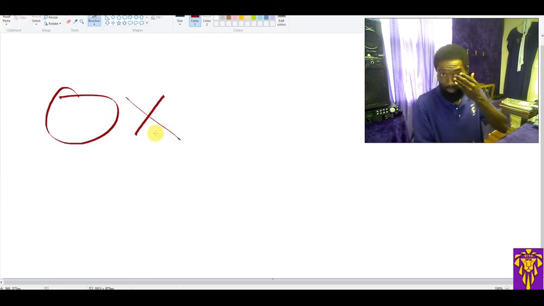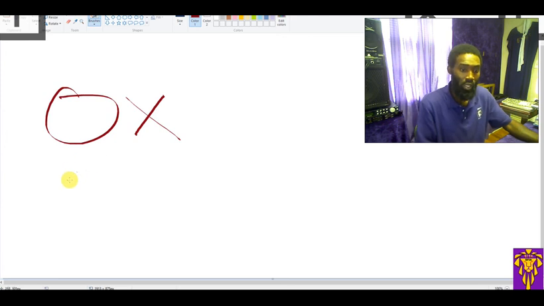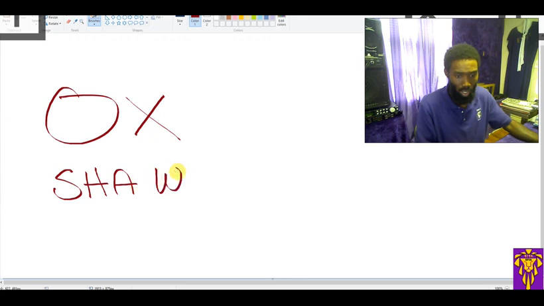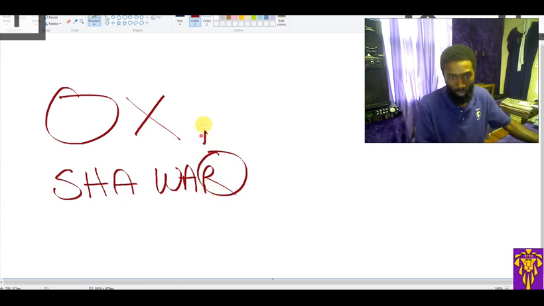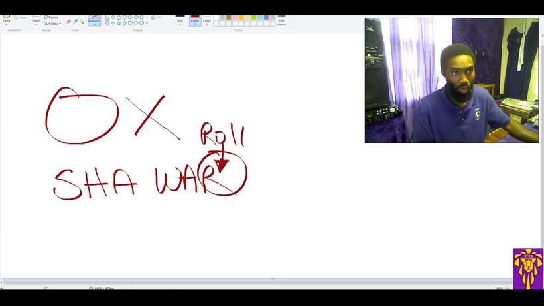O-X, ox, okay? And ox is pronounced shawara. Remember when you see that R? Roll the R. Don't say shawar. Say shawara. Roll the R. All right? And that is ox. Now this is easy to write, and it's a short word.